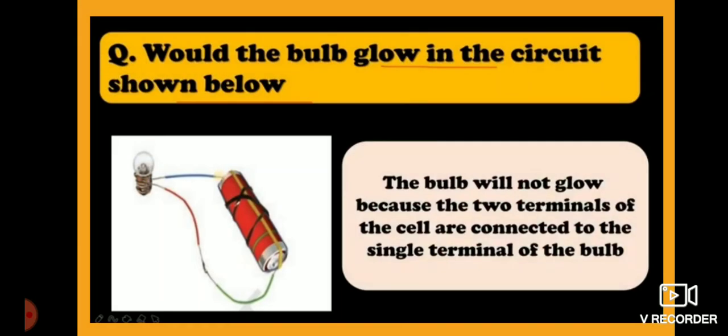Yes, your answer is correct. The bulb will not glow because the two terminals of the cell are connected to the single terminal of the bulb. Here in the figure we can see that the two wires that are coming from the electric cell are connected to single terminal of the bulb. So it will not glow.